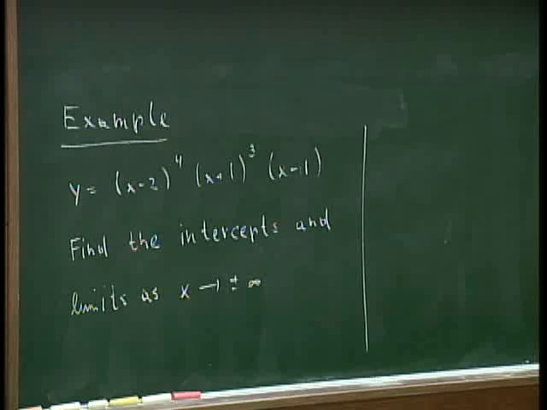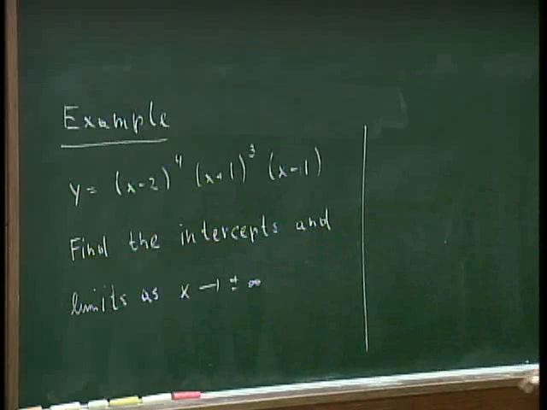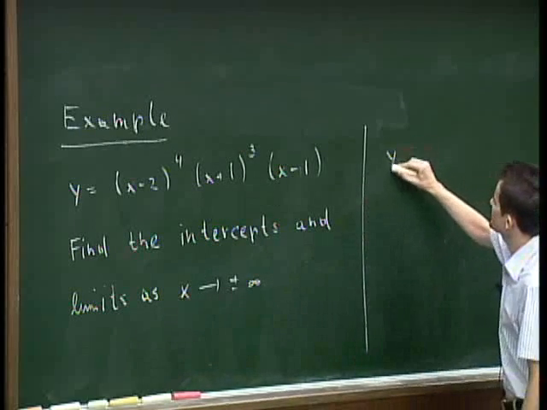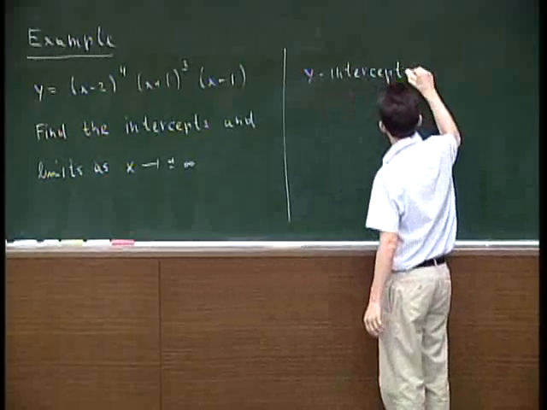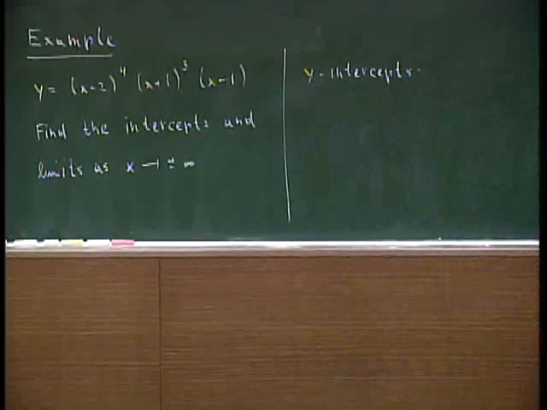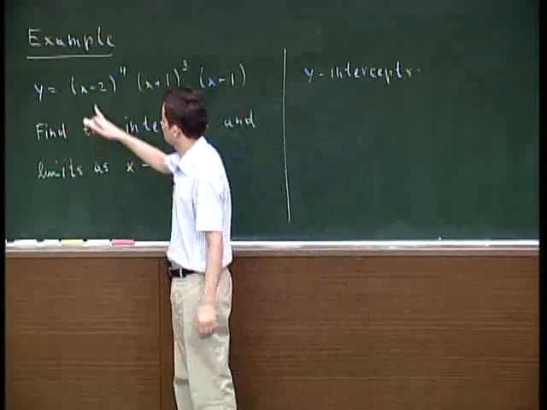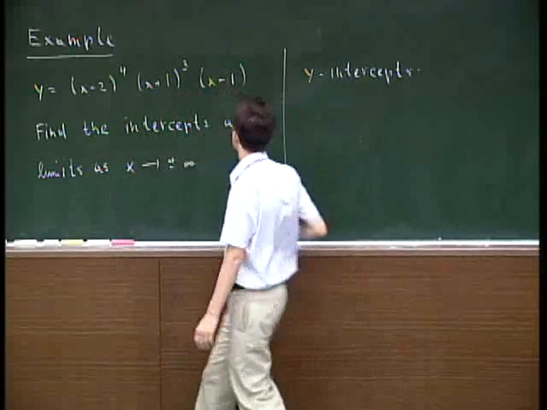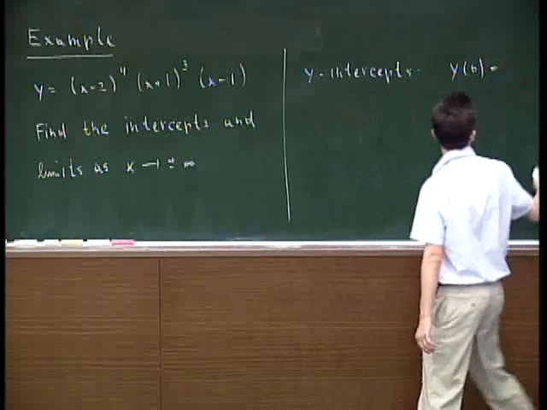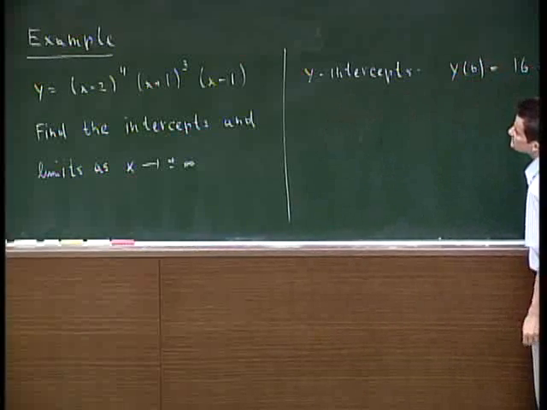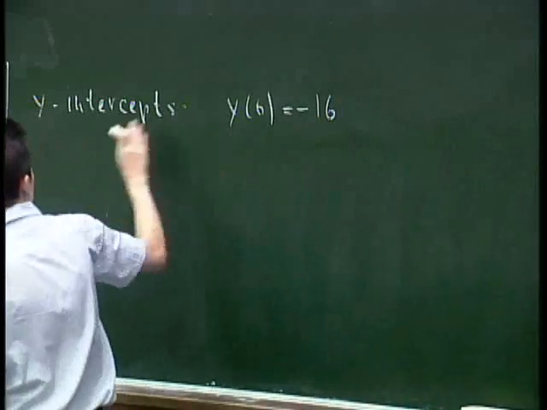Of course, they are important for understanding where the function is positive and where the function is negative. Now, in this case, you see that the so-called y-intercept, those are the points where the function meets the y-axis. So you just plug in 0. So this is y of 0, where you have 16 times 3 times, so minus 16. So this is the y-intercept, and there's only one.